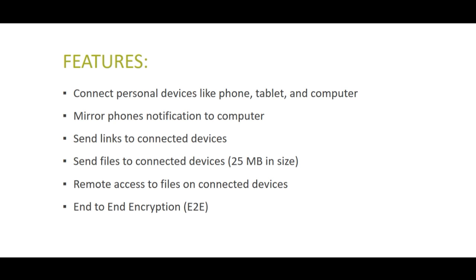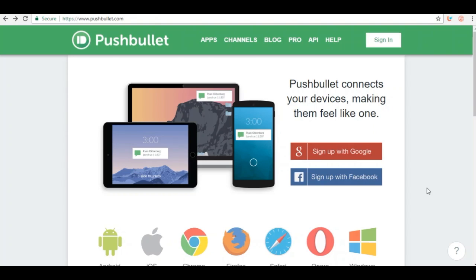The application also gives you a feature to remotely access the files on your connected devices. It just needs you to turn on the remote files option available in the app. Plus, the application gives you end-to-end encryption, which means your data is encrypted before it leaves your device and is not decrypted until received by another of your devices. It is a great feature to add to Pushbullet to ensure your privacy.